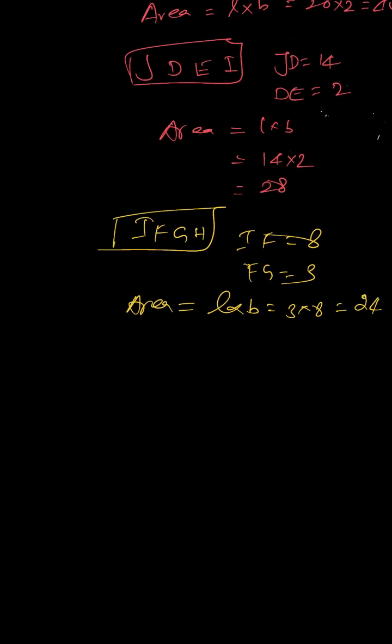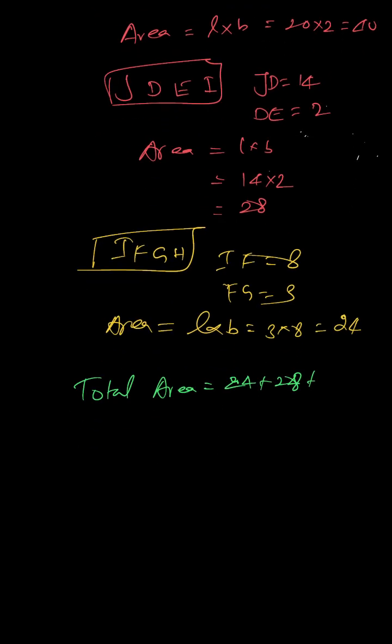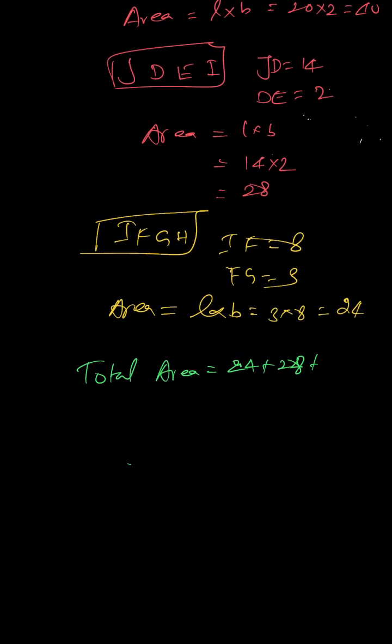ஸோ டோட்டல் ஏரியா என்ன அப்படின்னு பார்த்தோன்னா total area is equal to 24 + 28 + 40, which is equal to 92 square meter. So this is the answer. Now you understand, இங்கே கொடுத்துருந்த டயக்ராமில் 3 rectangles ஸ்பிளிட் பண்ணி I can find the answer. ஆன்சர் will be the 92 meter square. It's an easy question. ஸோ will see the next question.